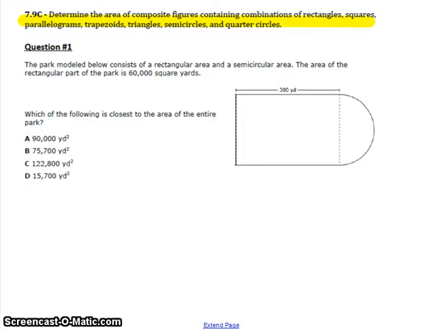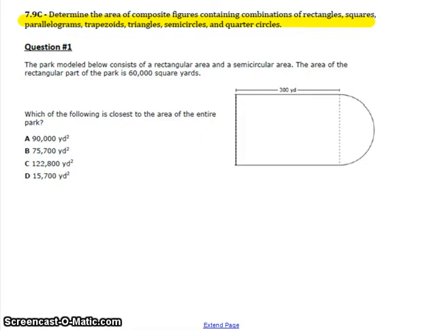Okay, so let's read the question and see what it asks us to find. Question number 1: the park modeled below consists of a rectangular area and a semicircular area. The area of the rectangular part of the park is 60,000 square yards. Which of the following is the closest to the area of the entire park?